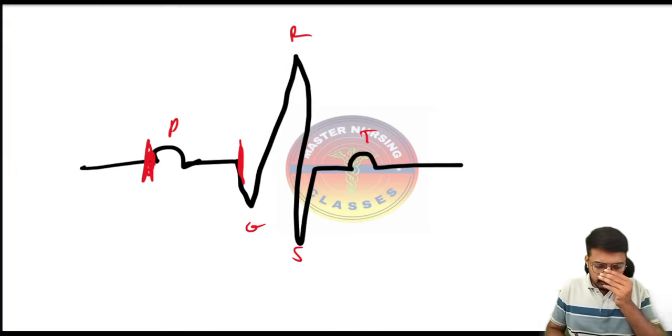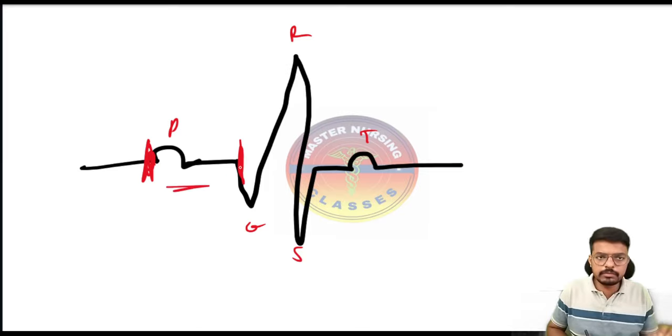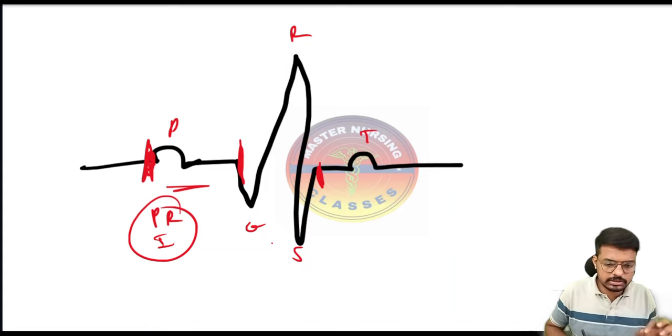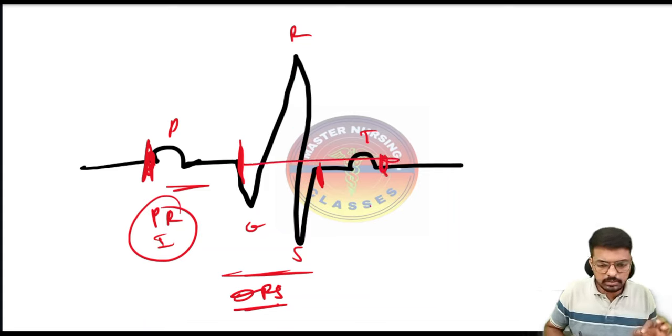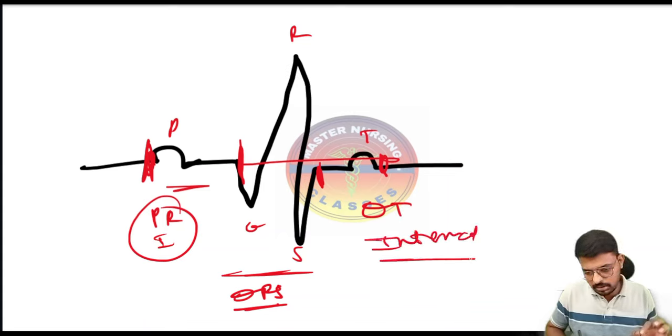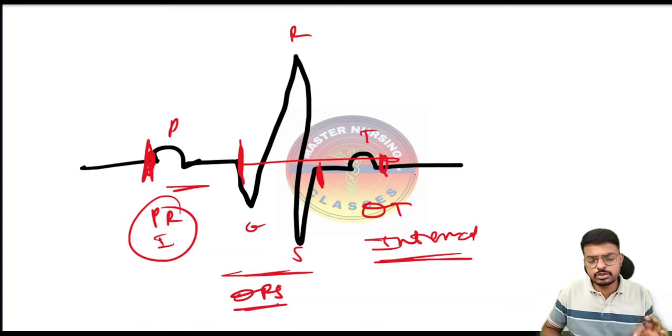Okay, so from the beginning of the P wave till the beginning of the Q wave, that is what we call the PR interval, right? From the beginning of the Q wave till the end of the S wave, that is what we call the QRS complex or interval, right? Then from the beginning of the Q wave till the end of the T wave, that is what we call the QT interval. Okay, it's important. Practice two to three times in your notebook. It will be helpful for you all.